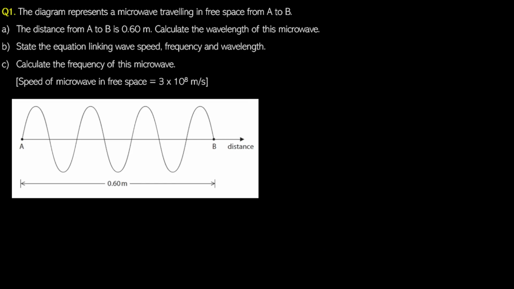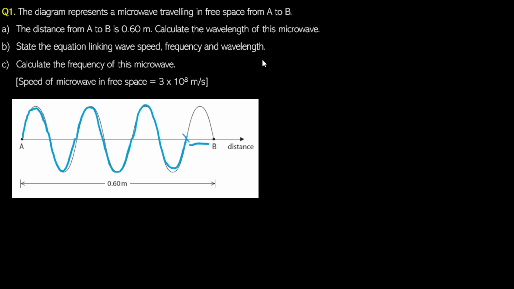Now, question 1. The diagram represents a microwave traveling in free space from A to B. The distance from A to B is 0.6 meters, and they want you to calculate the wavelength of this microwave. You should know that the wavelength on a wave diagram is simply this. Since it is from A to B, 0.6 meters, let's count how many wavelengths there are. This is one wavelength, this is two wavelengths, this is three wavelengths, and then this is half of it.